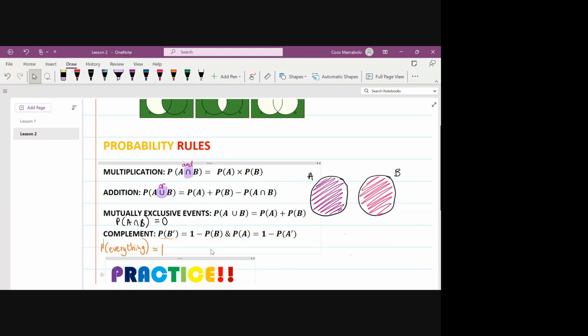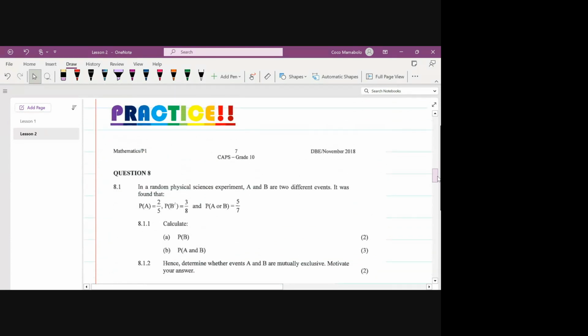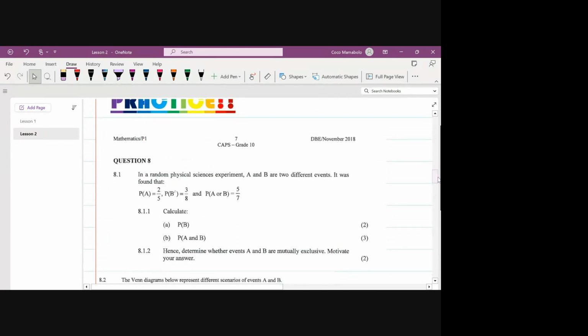Yes. Lovely. I'm going to show you that what I'm showing you here actually comes from papers that you're going to have to write this year. So if you look at this example, we'll do 8.2 together in just a second. This particular paper is Mathematics Paper 1. It's a CAPS paper, grade 10, from the Department of Basic Education, and it's the November 2018 paper.